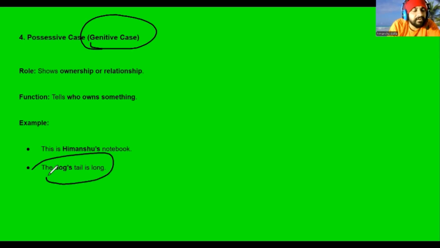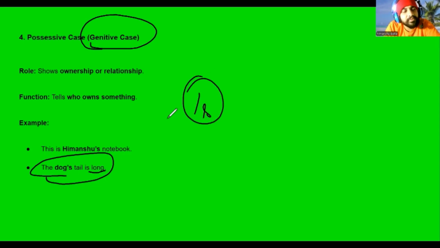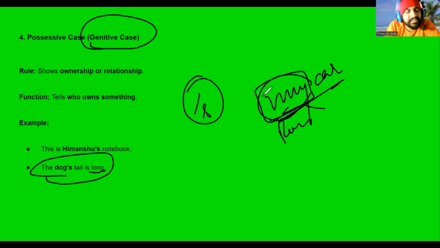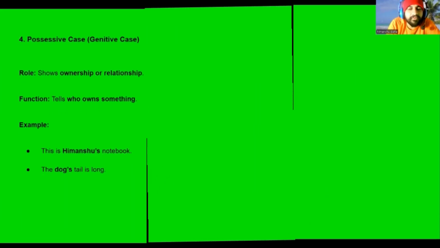Then we have, the dog's tail is long. It doesn't matter whether we write it at the beginning or at the end, but if it has an apostrophe s or we are talking about possession of something, we can simply say it is the possessive case. We have understood four of them. Now it is time to understand the last one.